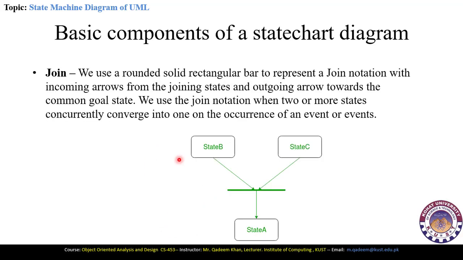Unlike before, we have the joint states. In the joint states, we use the solid rectangular bar, which represents the join of two states. It means that two or more states are joined, and after joining, another final state is executing. We use the join notation when two or more states concurrently converge into one state on the occurrence of an event or a certain number of events.